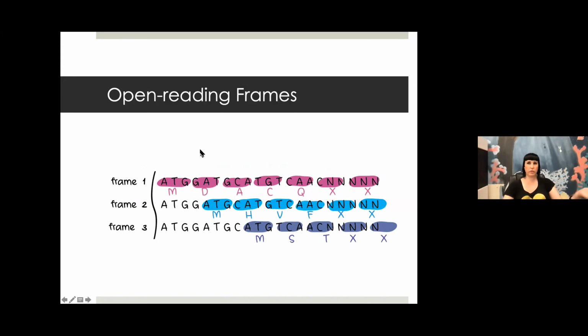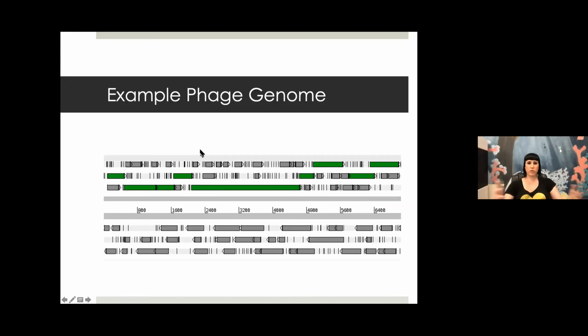So time to look at some real data. Here I'm using Artemis by Sanger, which I'll be going over later, and it's freeware, so you can download and use it yourself. I'm showing the first 8 kilobases of phage lambda. Shown are the 6 different frames, 3 forward on top and 3 reverse on the bottom.